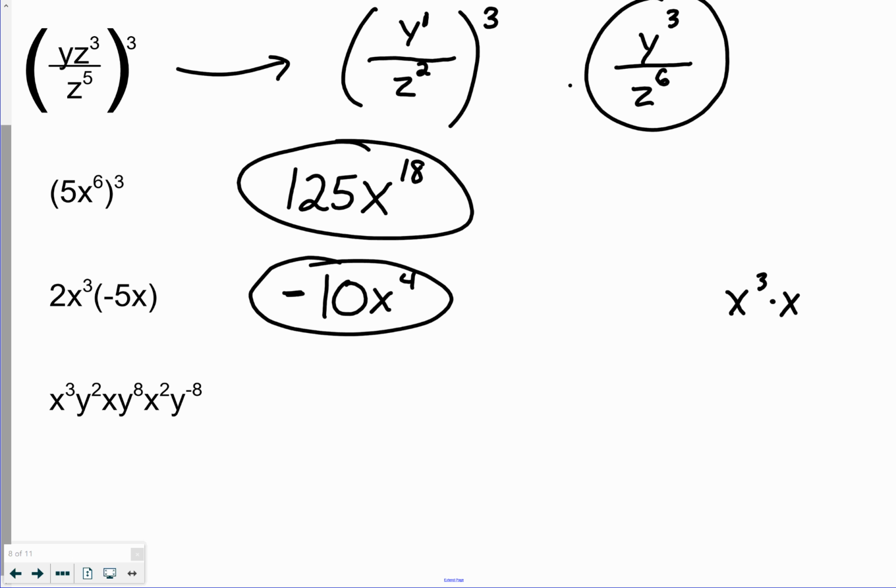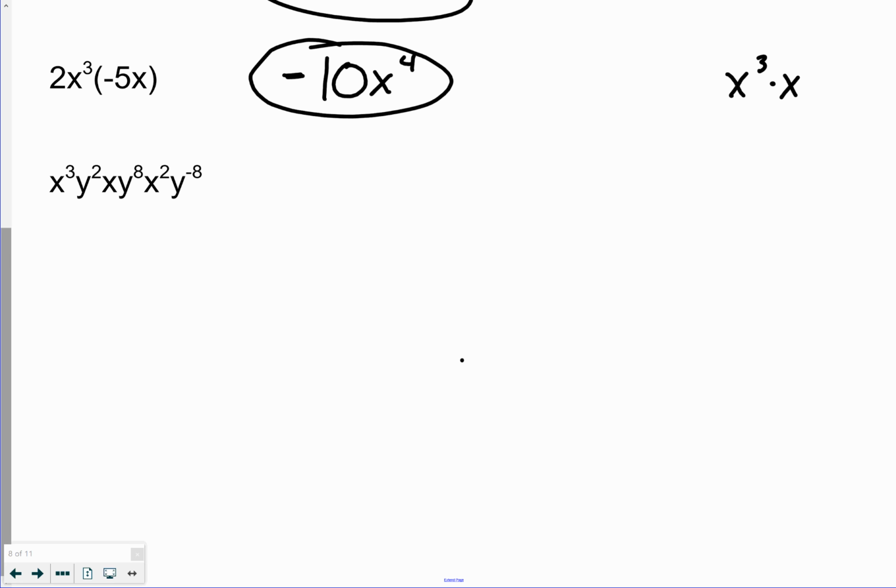Okay, this last one looks a little dicey. Let's take it slow on this one. So this one says x cubed y squared times x y to the 8th power times x squared y to the negative 8th power. All right. The first thing I notice when I look up here is I see one instance of a negative exponent. Where do I want to move negative exponents? Think about the negative exponent property. Where do you move it?